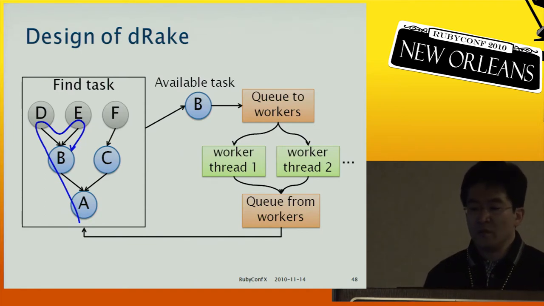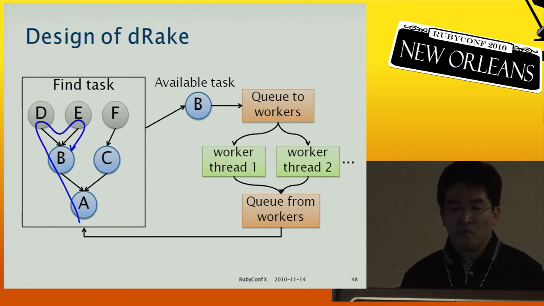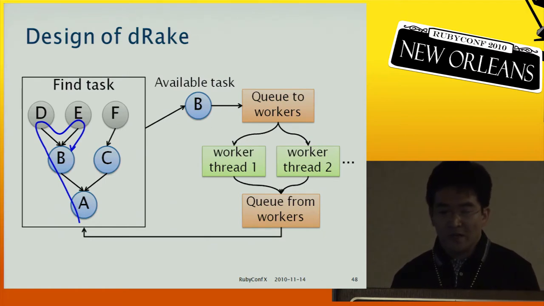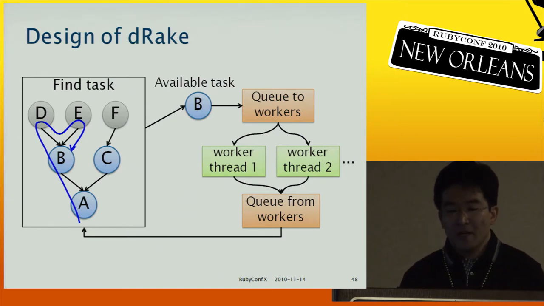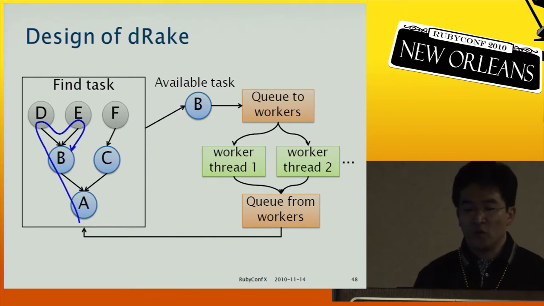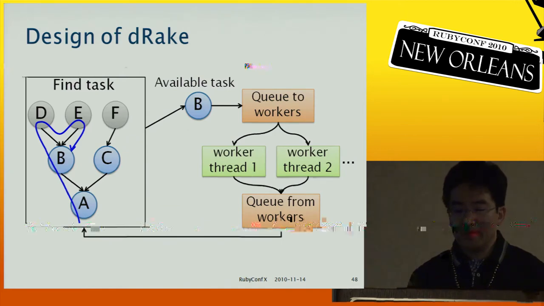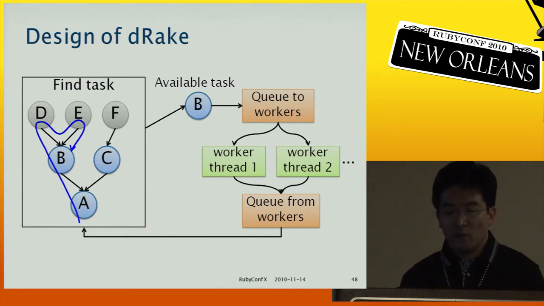The D-Rake implementation is like this. At the beginning of the execution, D-Rake starts the specified number of worker threads. D-Rake repeatedly traces the task tree and gets one available unexecuted task. After D-Rake enqueues a task, one worker thread dequeues it and executes it. When the task is finished, the worker thread enqueues to the queue, which is used to notify the next timing of task finding.